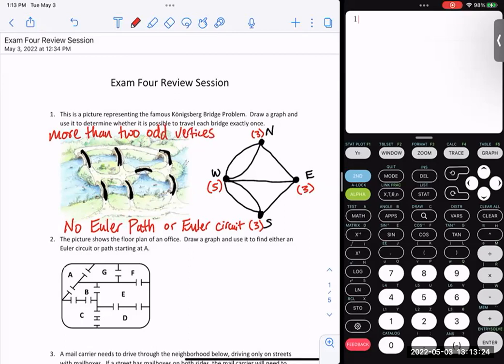Any questions on that example? Questions about similar problems?